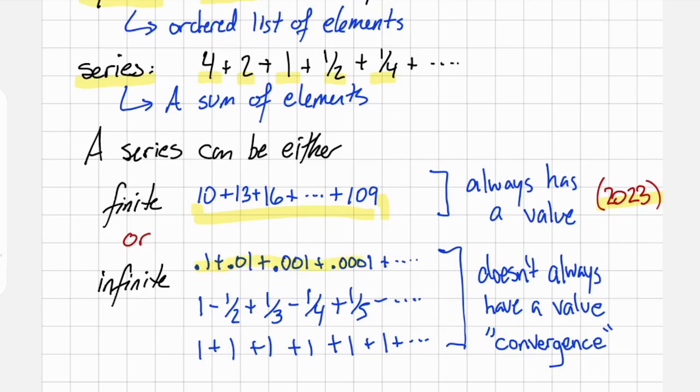Some infinite series do have a value. Some infinite series have a value, but can have a different value depending on how you organize the terms. And some series just don't have a value at all. If you keep adding infinitely many ones together, you don't get an answer. Now that's the idea of convergence and is covered in a class like calculus or analysis.